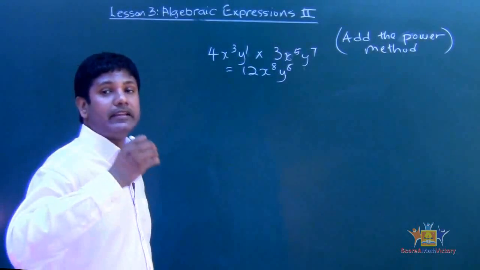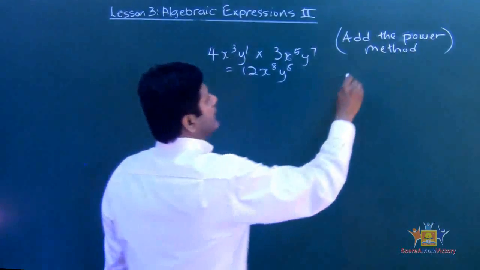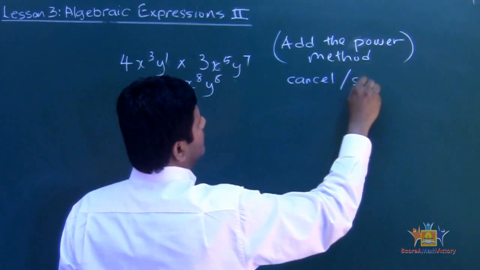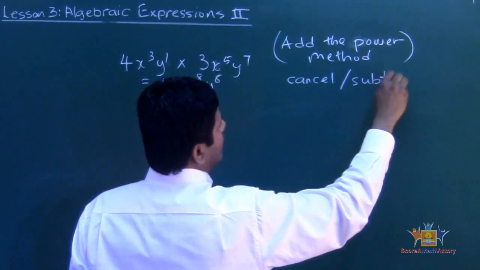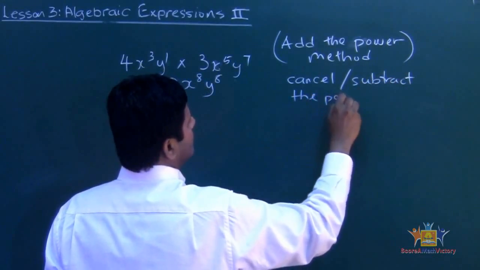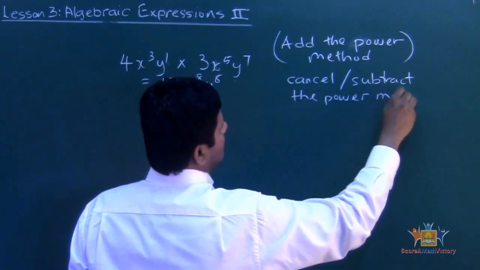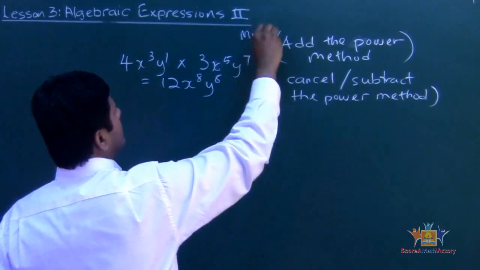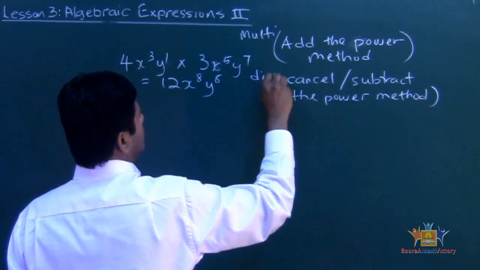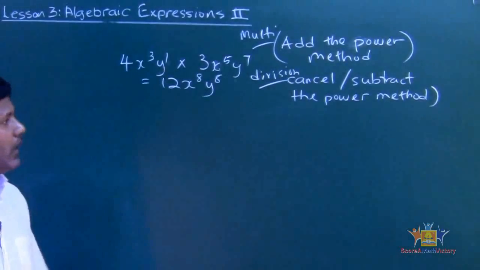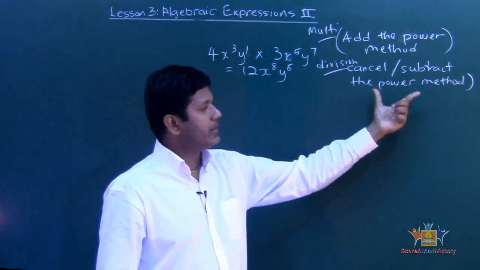Now, what about when it's divide? We're going to call it cancel or subtract. We're going to call it the subtract or cancel the power method. I'll explain to you. This is for multiplication, and this is for division. Good. Let's talk about the division and how we apply the cancel or subtract the power method.